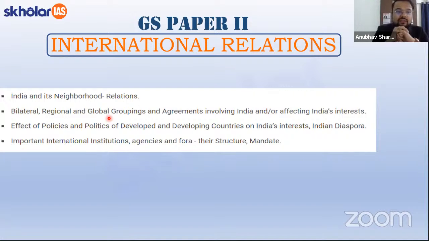Fine. Then effect of policies and politics of developed and developing countries on India's interest, and the Indian diaspora. This again is something that we know is very important.